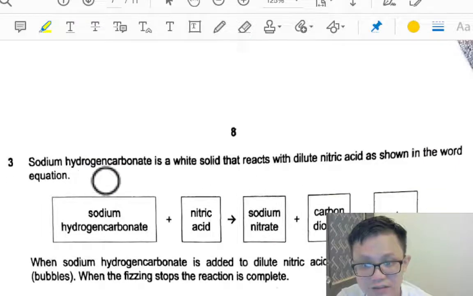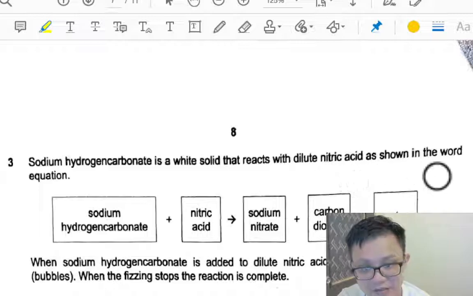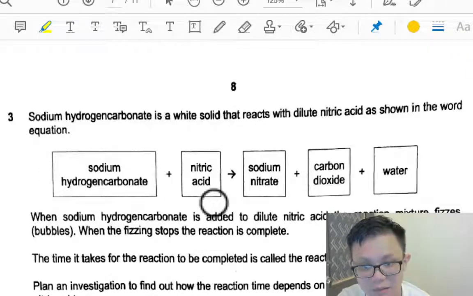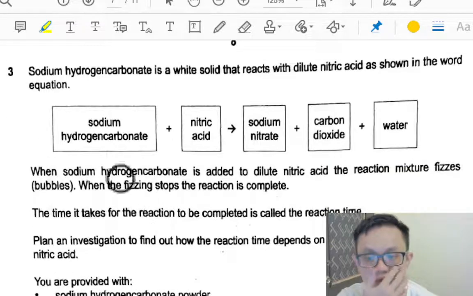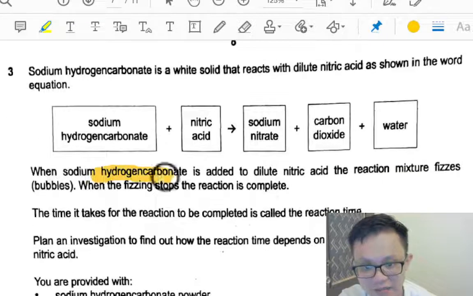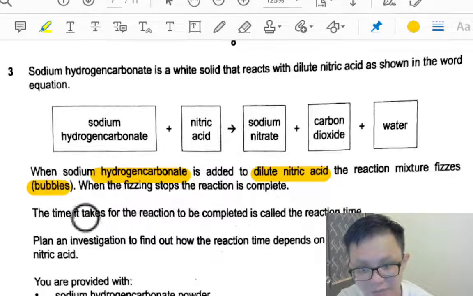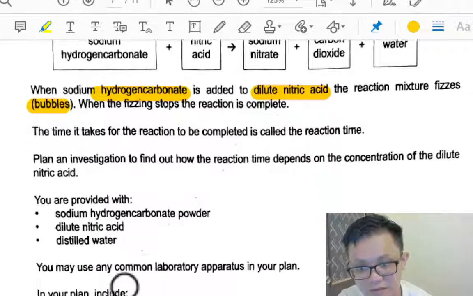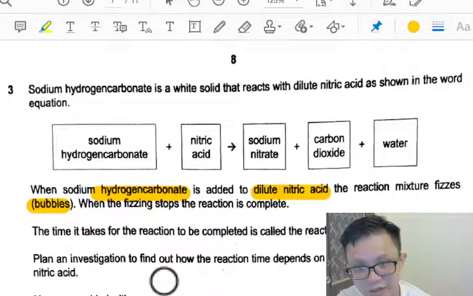Sodium hydrogencarbonate is a white solid that reacts with dilute nitric acid. Write the equation in words: blah blah blah plus blah blah blah, you get blah blah blah plus blah blah blah plus blah blah blah. Okay. When hydrogencarbonate is added to dilute nitric acid, it produces bubbles. Time taken for the reaction, you are provided with this. I want to know what he wants to test.